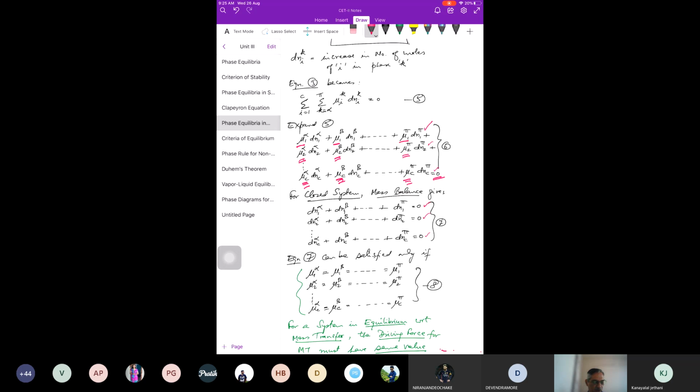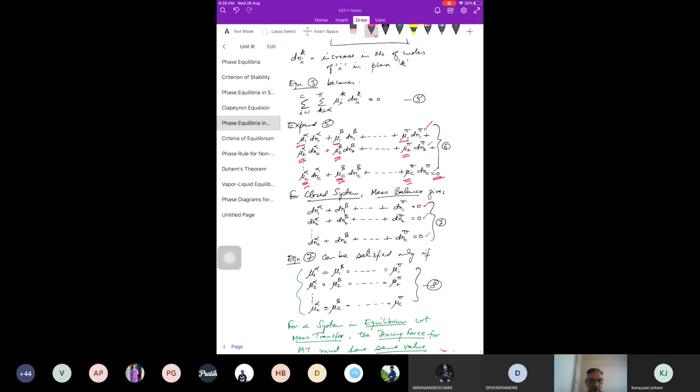all the phases. So mu1 alpha is equal to mu1 beta is equal to mu1 pi. Similarly, mu2 alpha is equal to mu2 beta is equal to mu2 pi. And for component C, mu C alpha is equal to mu C beta is equal to mu C pi. So all the chemical potentials have to be equal for each component in all the phases.